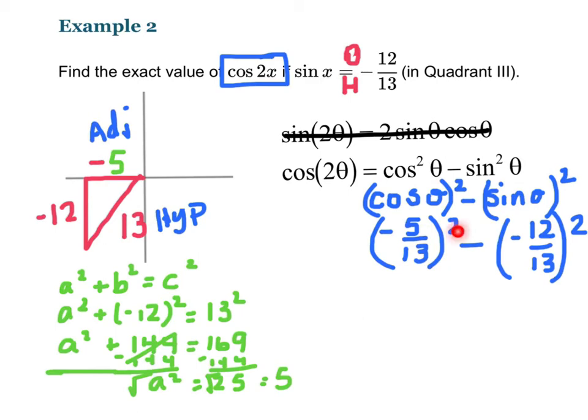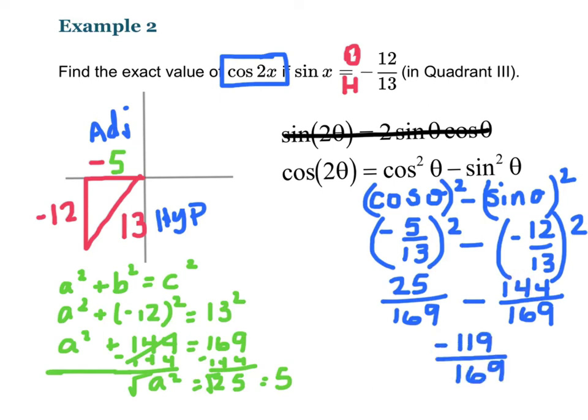And then to square a fraction, you just square the top, square the bottom. Negative times negative is a positive. 5 times 5 is 25. 13 times 13 is 169. Same with the second part. Negative times negative is a positive. 12 times 12 is 144. 13 times 13 is 169. Just brushing up on those math skills. Then you do the subtraction. Great, we already have the common denominator, so we're just going to subtract the numerators. And your final answer for cosine 2 theta is -119 over 169.